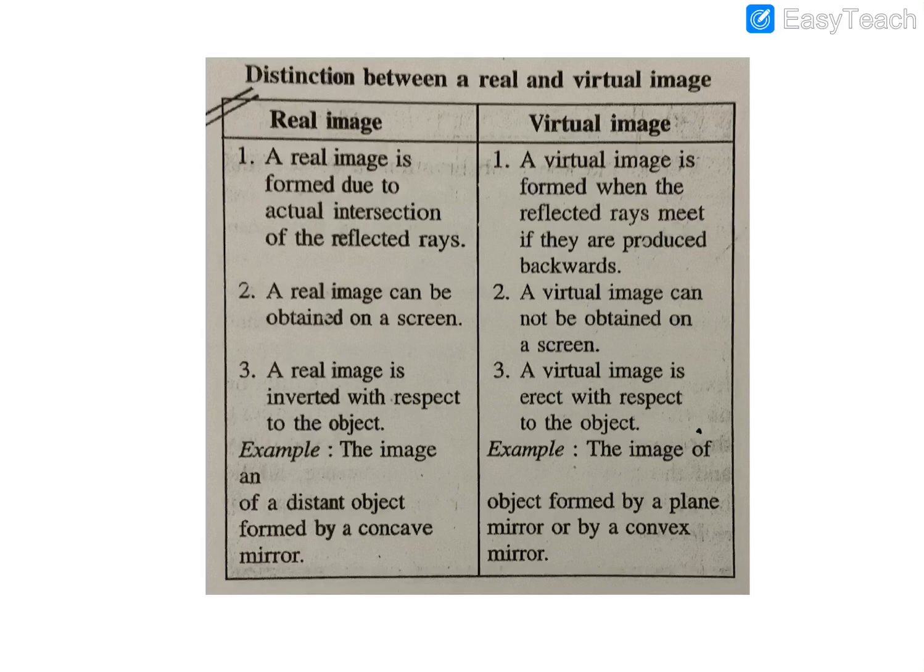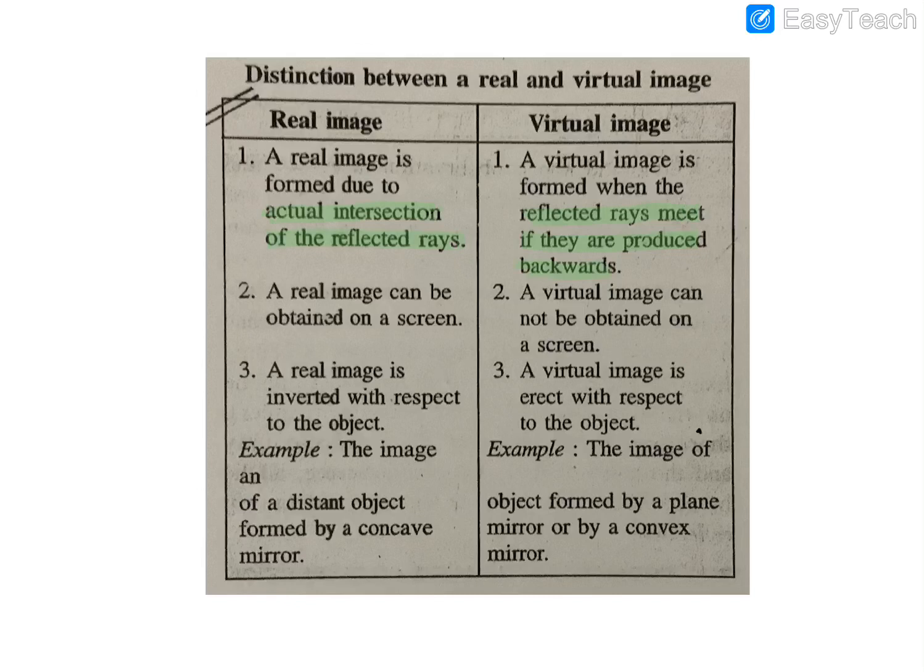So first, see, a real image is formed due to the actual intersection of light rays. So the light rays will actually intersect and then the real image will be formed. Whereas in case of virtual images, the light rays do not meet each other. They just appear to meet each other when they are produced backwards. Got it? The reflected rays meet each other only when they are produced backwards.